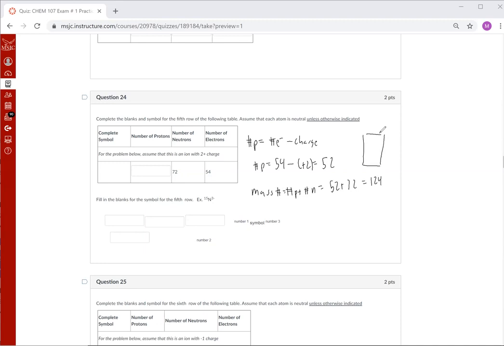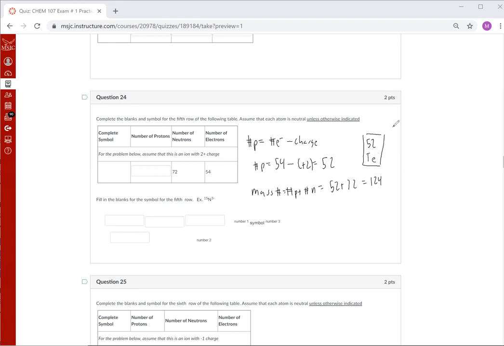Wait, sorry, what? Could you repeat that? Oh, okay. I was worried I made a calculation error. Okay, yeah. So now that we have the mass number, if we're looking up the atomic symbol, what element has 52 protons? Is it thallium? Yep, exactly right.